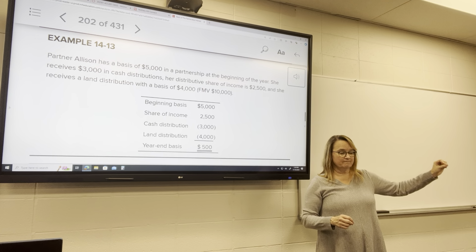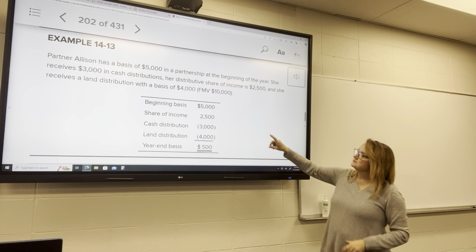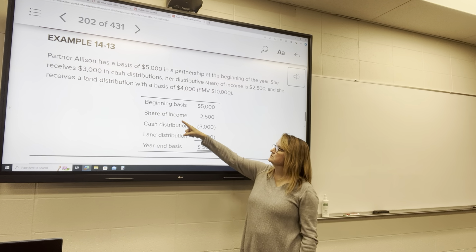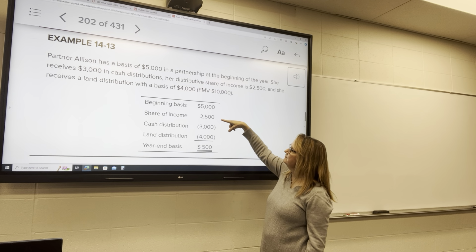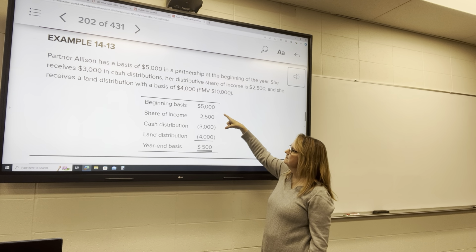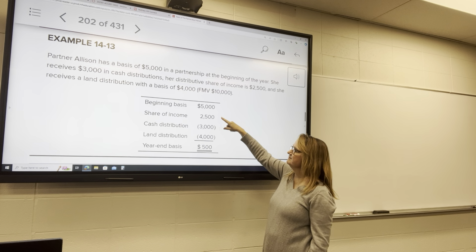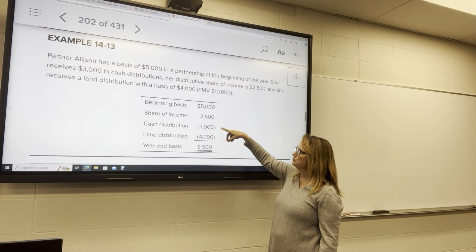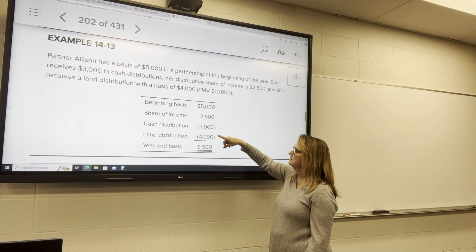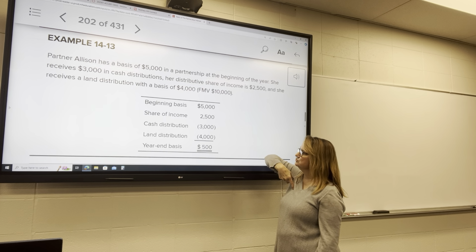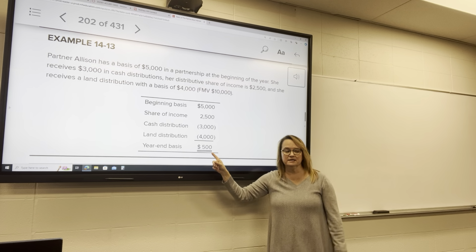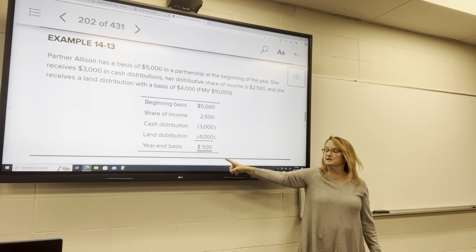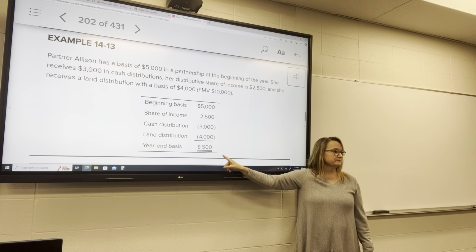Okay? So this is the calculation, beginning basis 5,000, and in that order, we're going to add her share of income, 2,500. She had a cash distribution, that cash out of 3,000, and then a land distribution of 4,000, not the 10,000. Her ending basis in the partnership is $500.